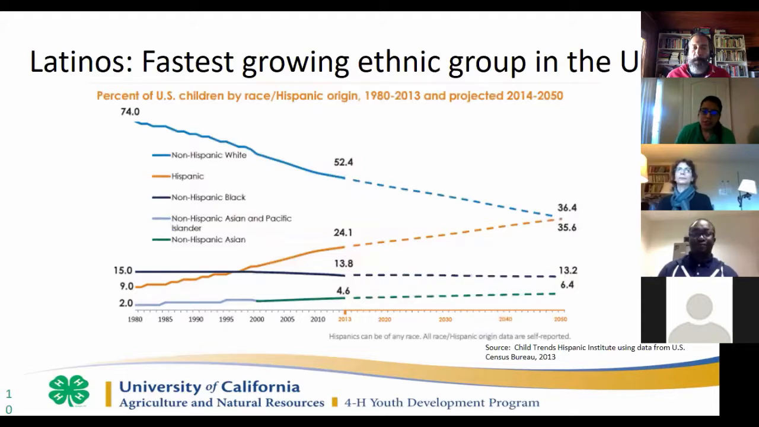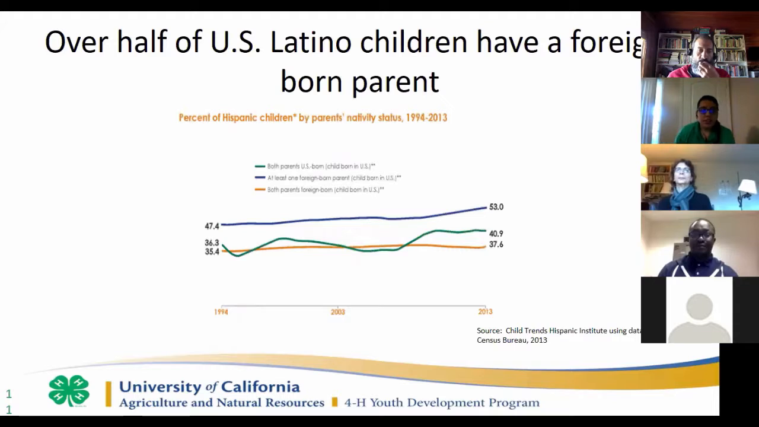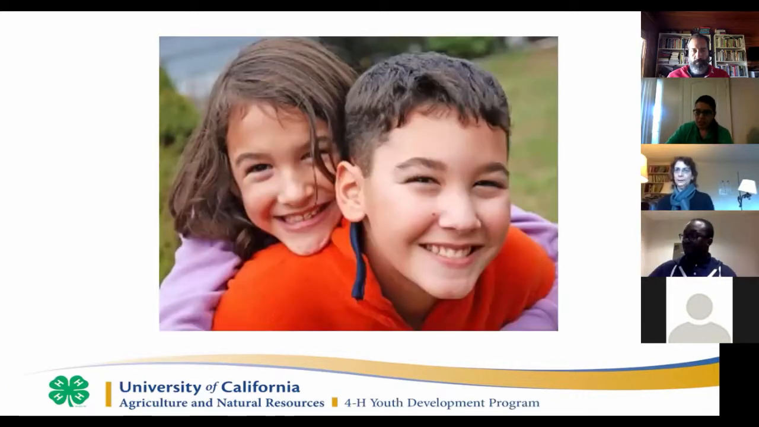Also, we know that Latinos are the fastest growing population in the U.S. In this graph, the Latino, Hispanic people are depicted in the orange line. We can see that since the 1980s, the population has been growing and will continue to grow to 2050. One also really interesting fact is that over half of U.S. Latino children have a foreign-born parent. More importantly, 80% of the Latinos in the U.S. are U.S. born. Now Fe is going to walk us through what we know about Latino positive youth development.